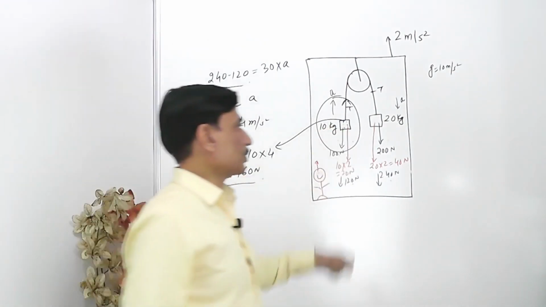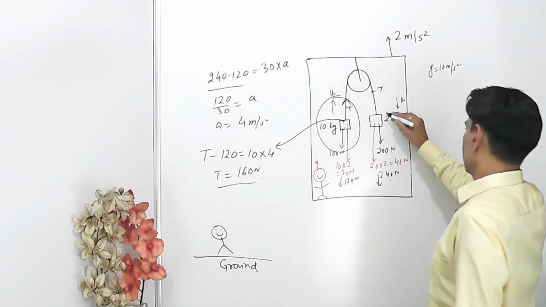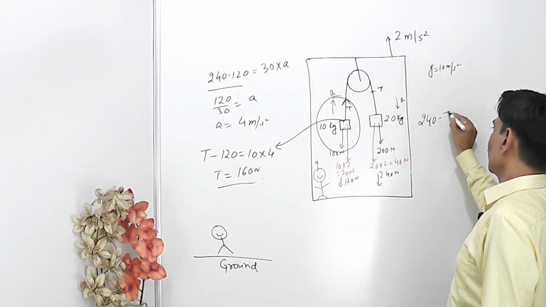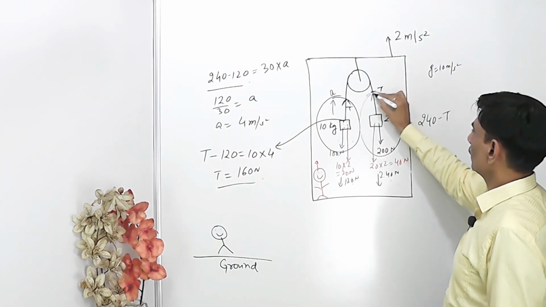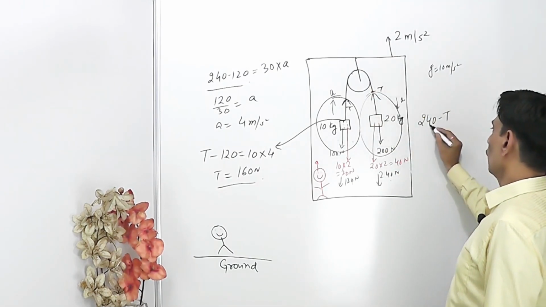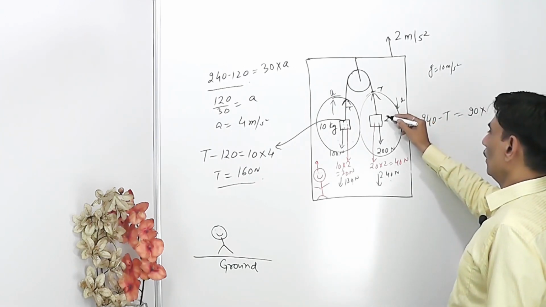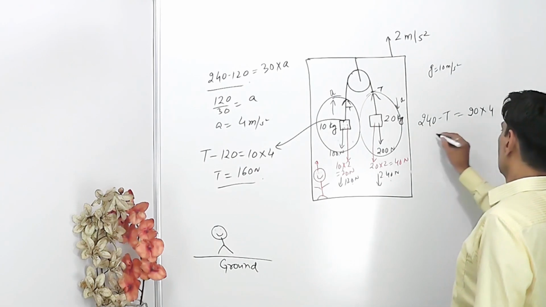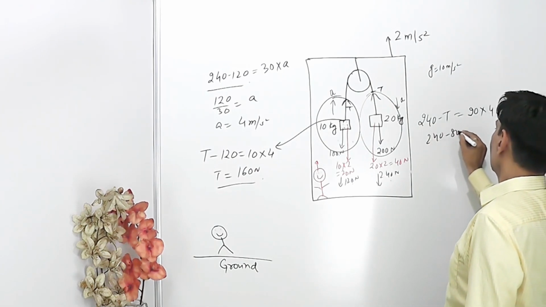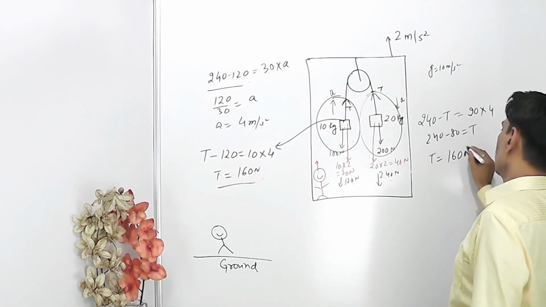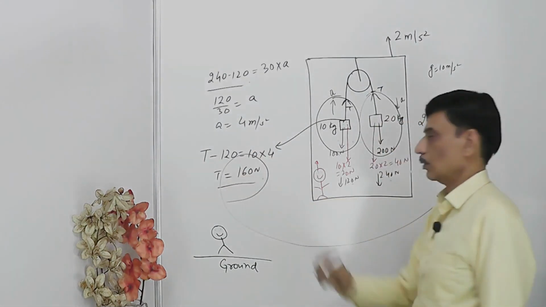If you wish to do it for this, the equation for this is, this will be going down. So this is 240 minus T. T will be in this direction, always away from the body. 240 minus T, mass is 20, acceleration as observed, acceleration of this block is 4. So 240 minus 80 is equal to T. So T is equal to 160 Newton. You get the same answer. So the answer is the same.